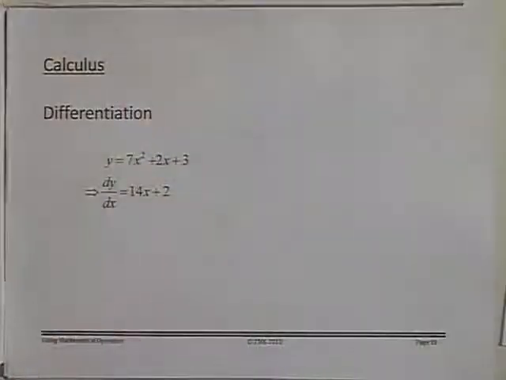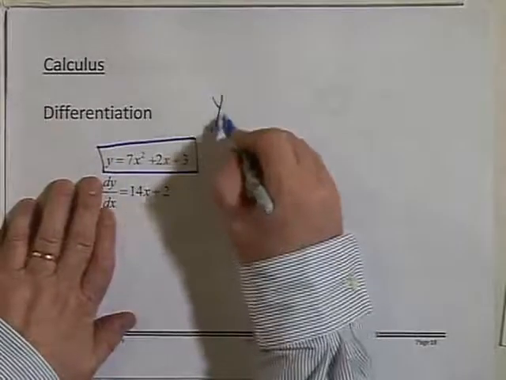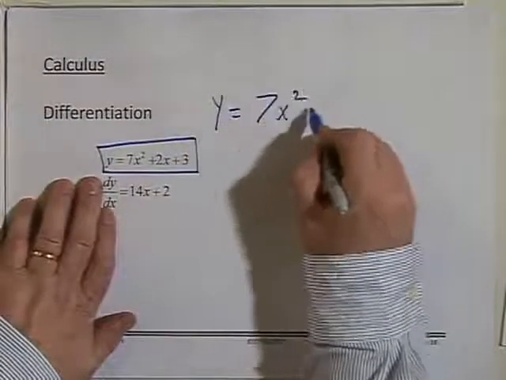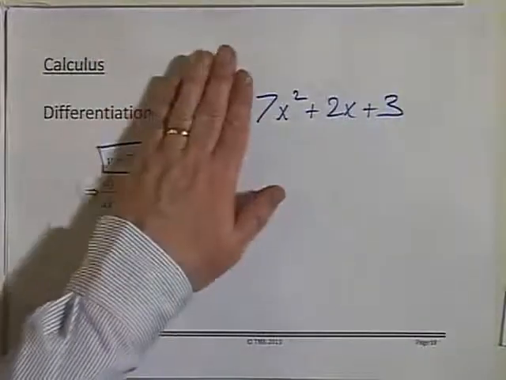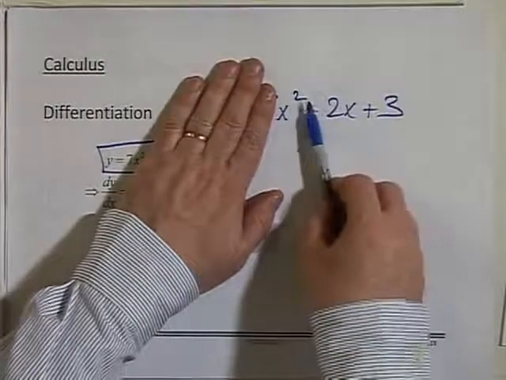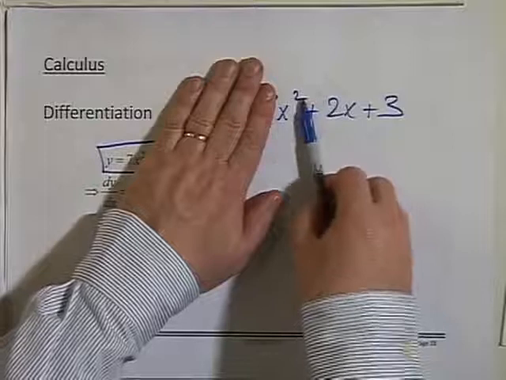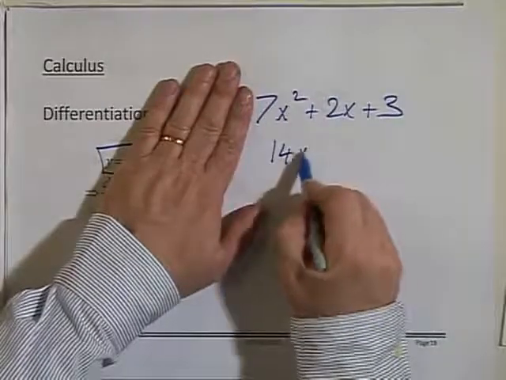Finally, the last topic you do pretty much on the Leaving Cert course is differentiation. And differentiation takes this expression here, you probably all would know how to do it, 7x squared plus 2x plus 3. And if I said, what's dy dx of x squared, you'd say it's 2x. You take down the number and you reduce it by 1. So you'd get 14x plus 2.